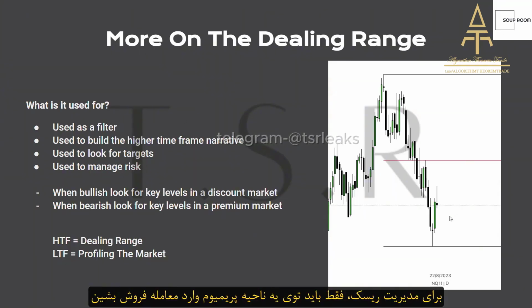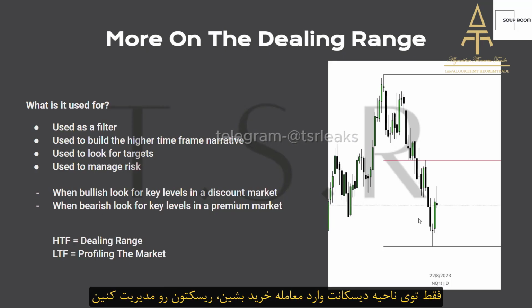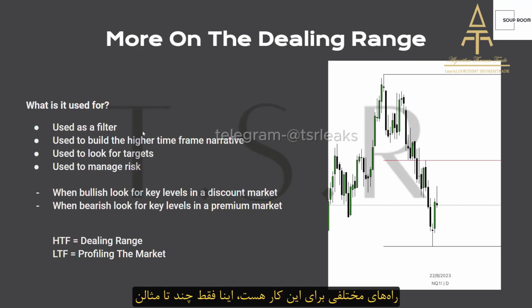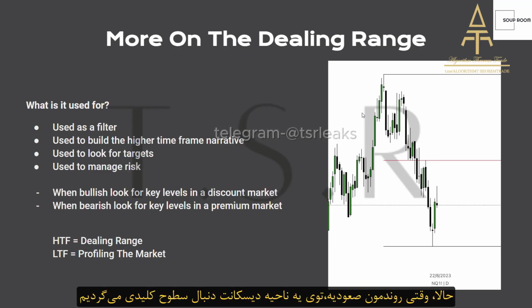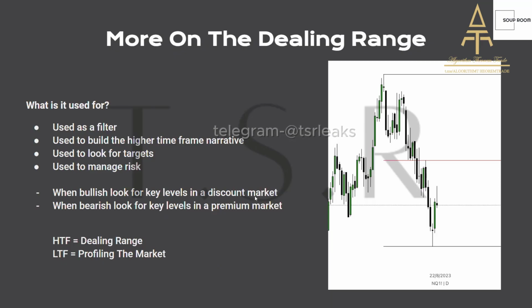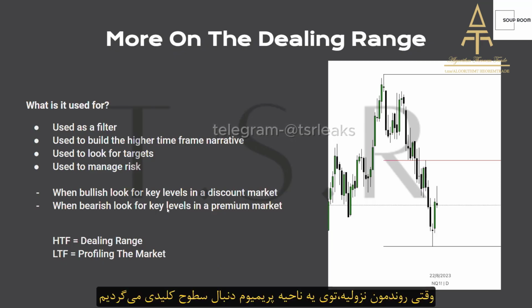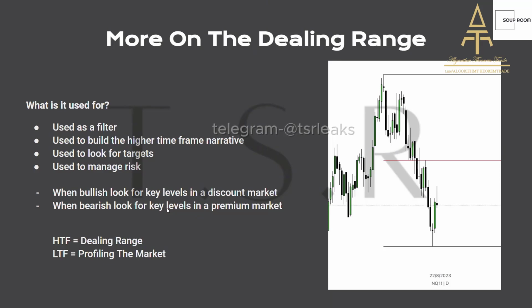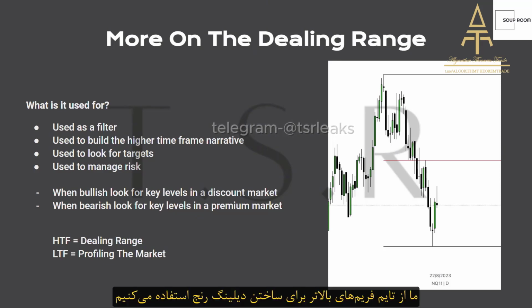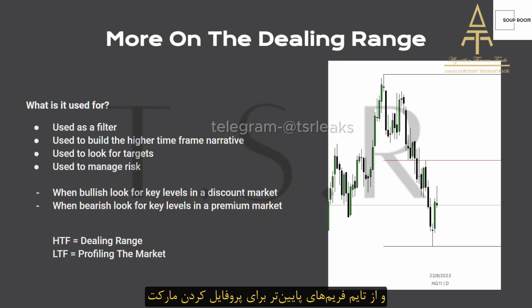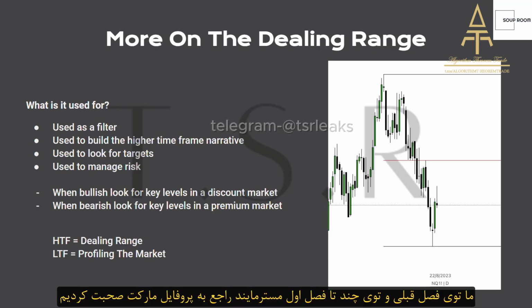To manage your risk, you must only enter short in a premium and only enter long in a discount. Managing your risk, so many different ways to do so. Those are just a few examples. Now, when we are bullish, we look for key levels in a discount market. When we are bearish, we look for key levels in a premium market. We use the higher time frames to form the dealing range and the lower time frames to profile the market. We talked about market profiling in the last chapter and in the first few chapters of this mastermind.